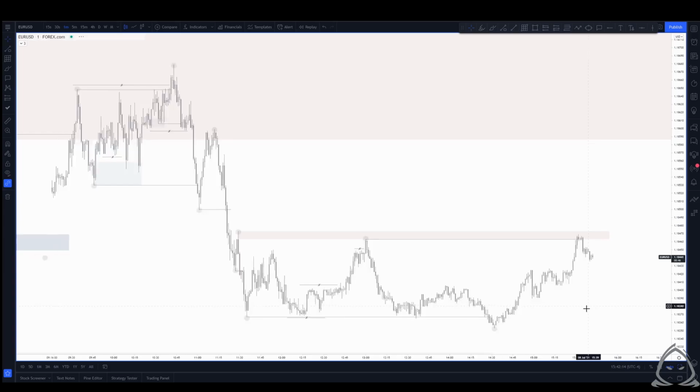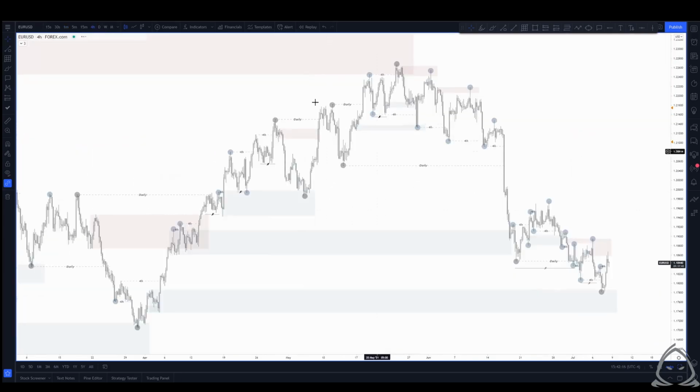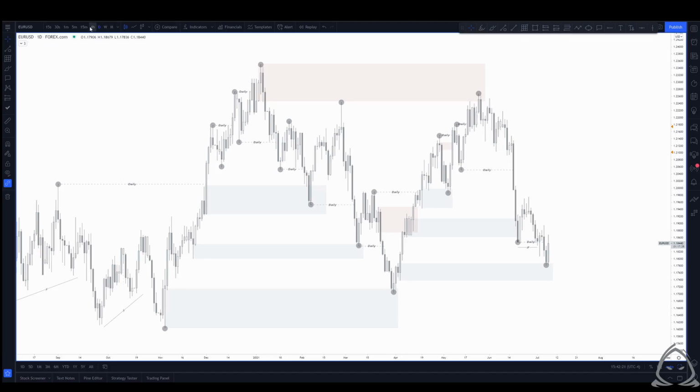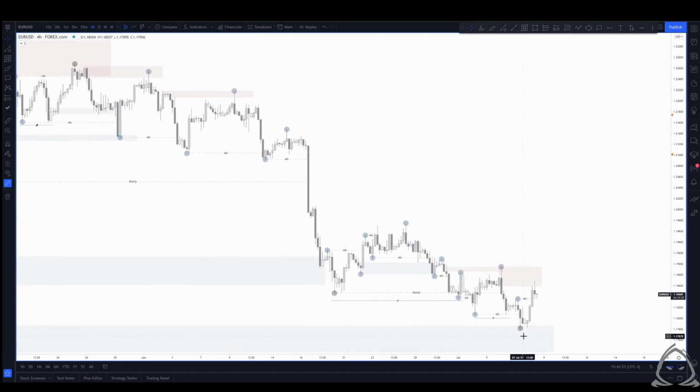If we're going to start respecting demand, which we have been, again, if we go to the daily chart, you can see we've respected daily demand. If we go to the 4 hour chart, we've respected that daily demand. We've seen a change of character on the 4 hour, so we're starting to see that more in our favor.